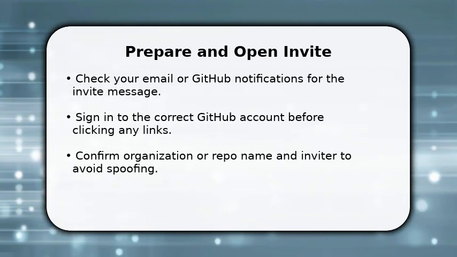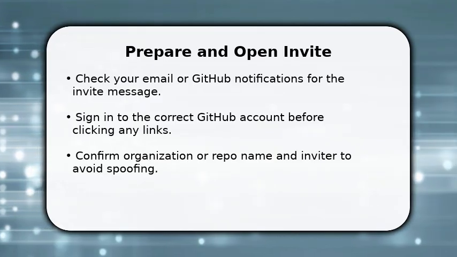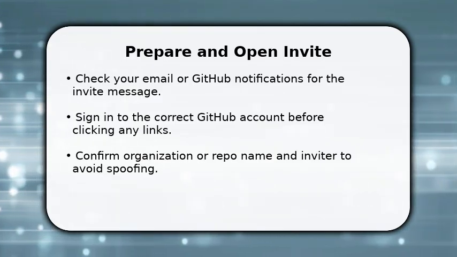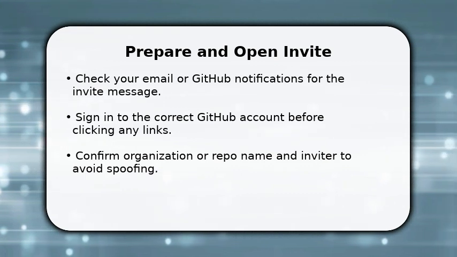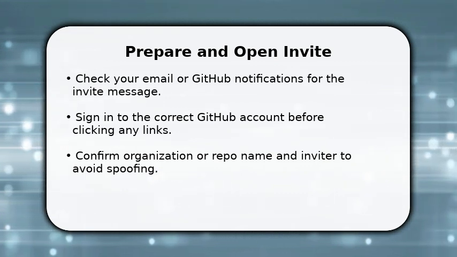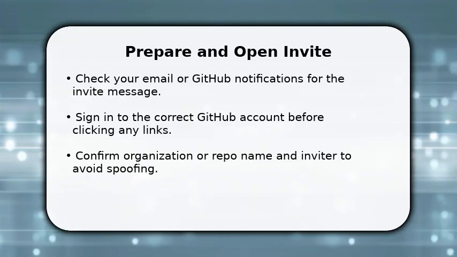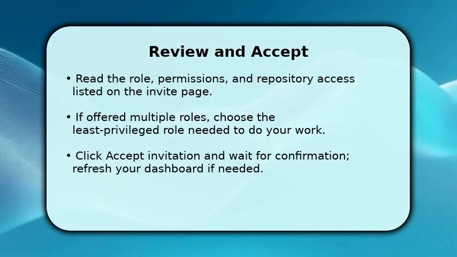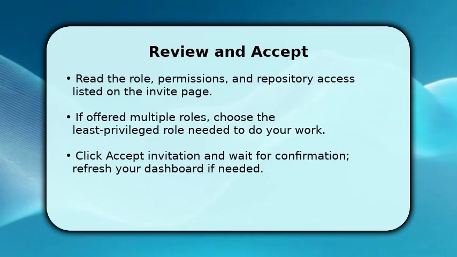Click the invite link or open the notification inside GitHub. This moves you into the acceptance flow and reveals the permissions you will be granted, which matters for later access and responsibility. You now inspect the details, role, repository access, and any team assignments.